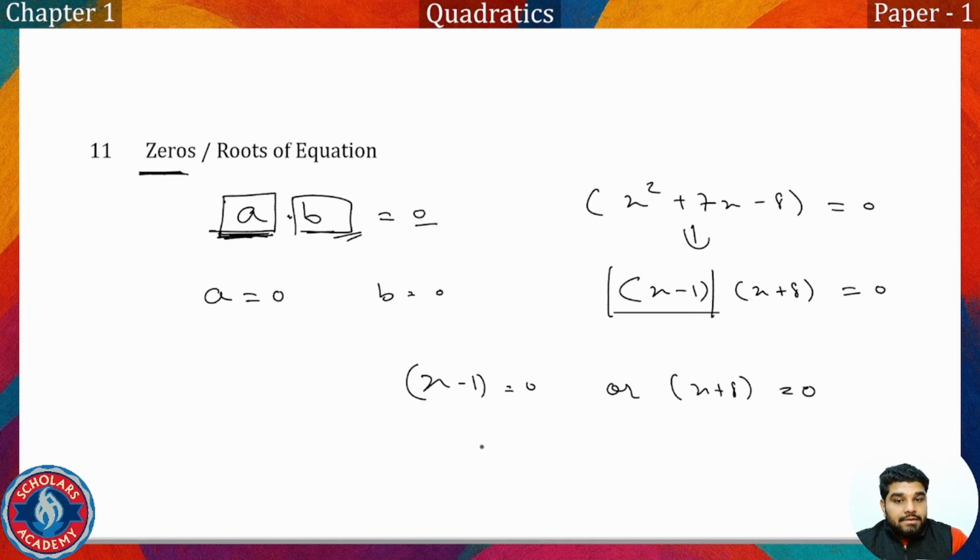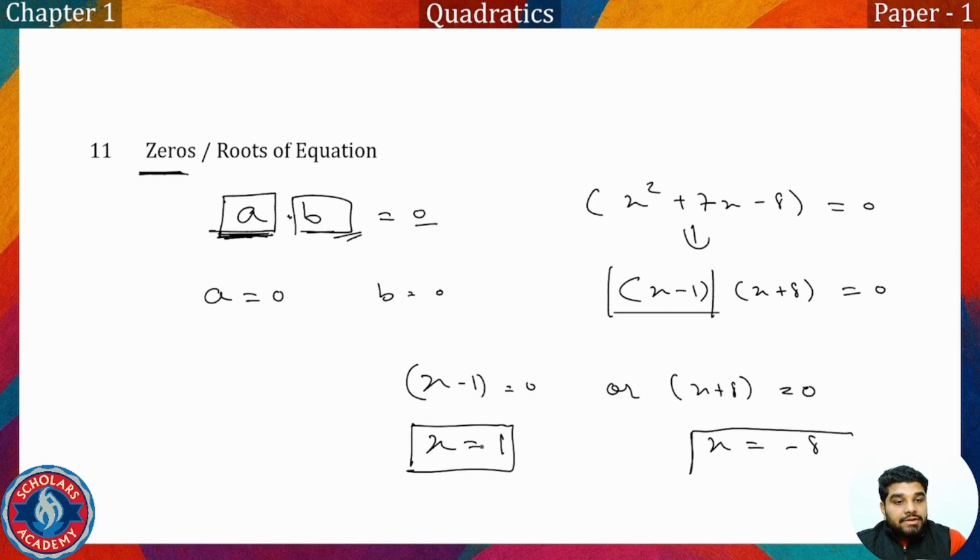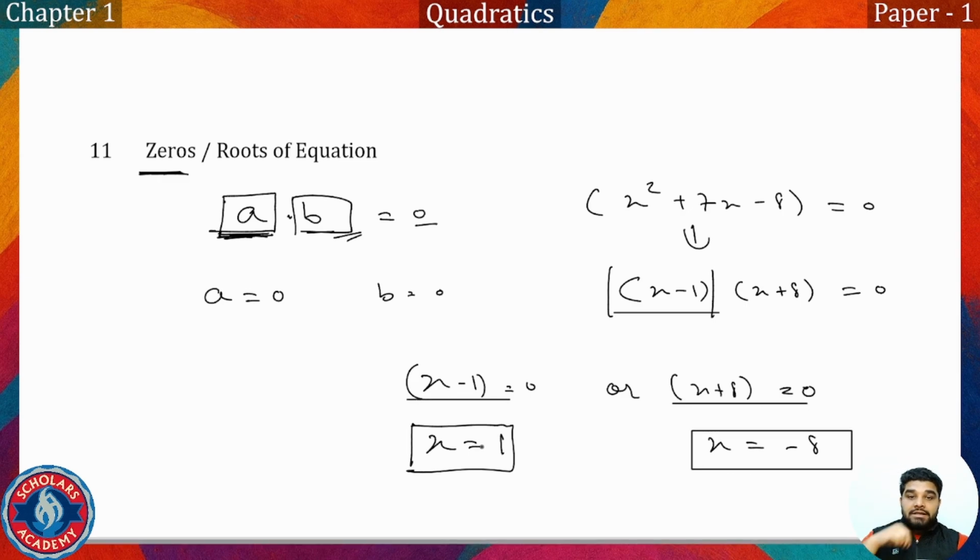Alright, so x is equal to, from here minus 1 goes to the other side, we get 1, and x is equal to negative 8. So we get these two values of x for which these factors are becoming 0. If we substitute 1 over here, this particular factor will become 0. If this factor becomes 0, the polynomial equation becomes 0 as well, making the complete equation 0.